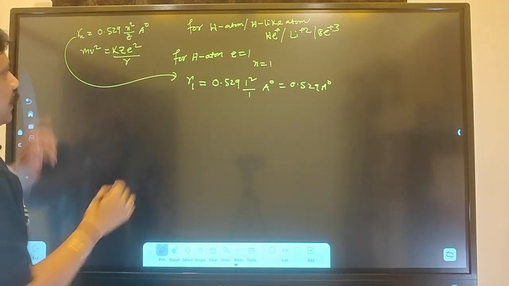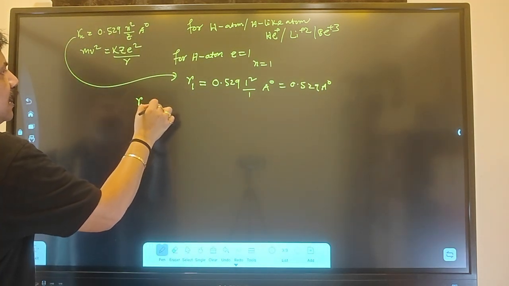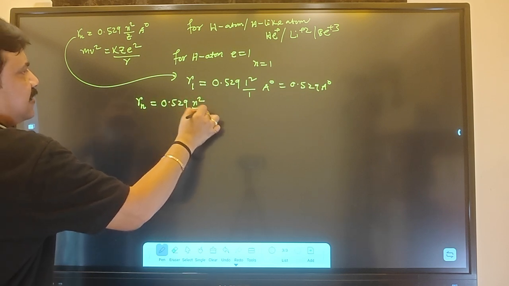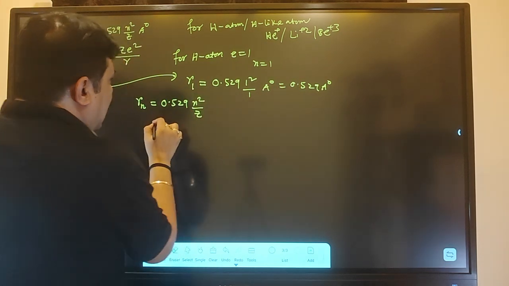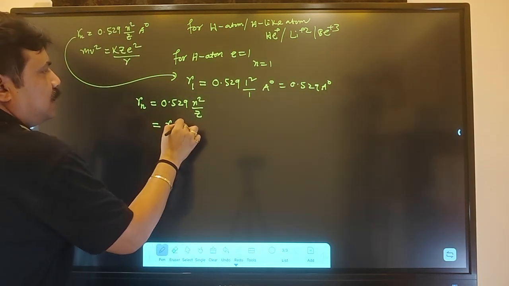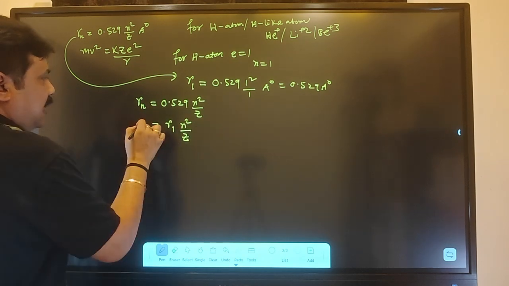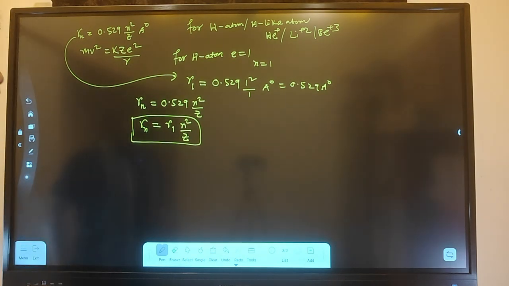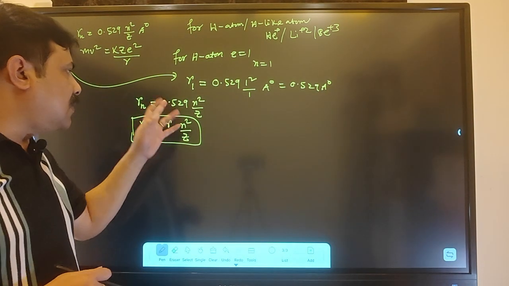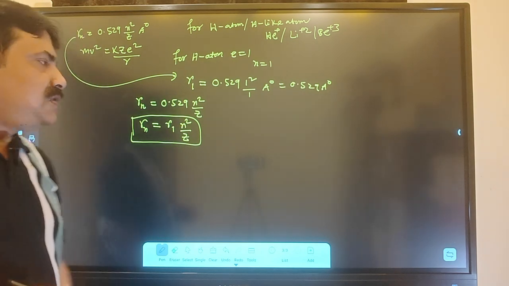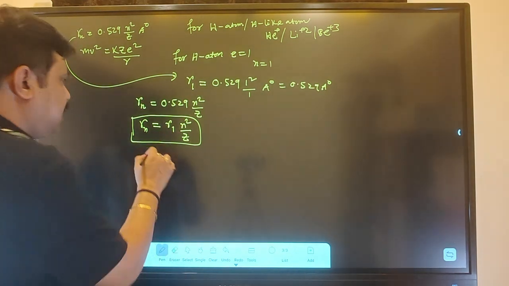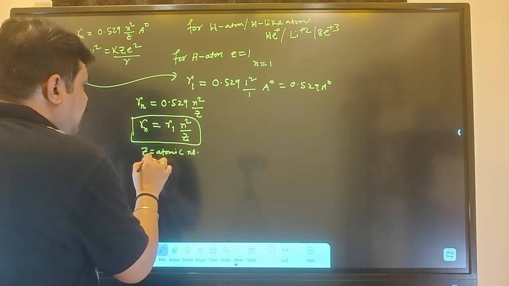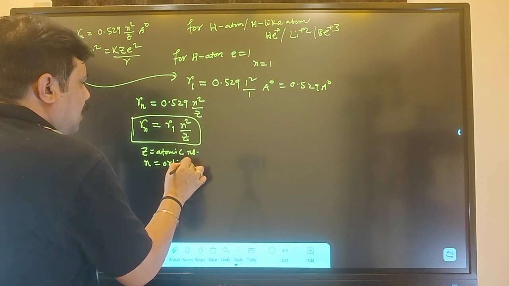Now in Rn equals 0.529 n square by Z, the expression is already there. Instead of 0.529, I can write R1 of hydrogen into n square by Z. That means this expression I can utilize for the hydrogen atom or hydrogen-like atoms: Rn equals R1 into n square by Z. Z is the atomic number of that element, and n is the orbit number. Yes or no? Orbit number.